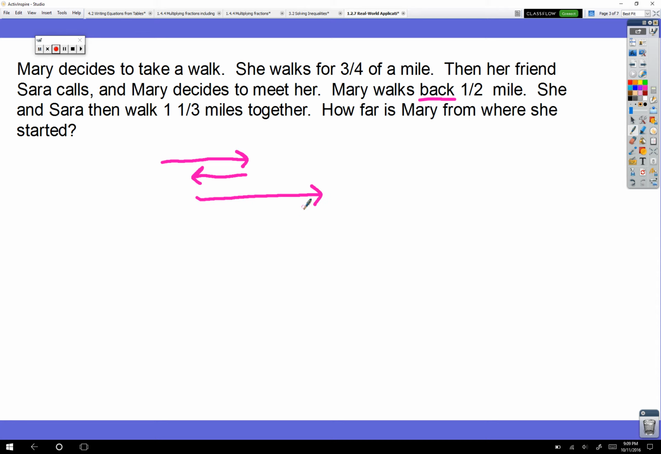Okay, let's write this out in an equation. She first walks for 3/4 of a mile. Then she goes back, so we're going to subtract half a mile. And then we're going to add 1 1/3 miles. Now you can do this on your calculator, or you can use common denominator. So I'm going to start with just doing 3/4 minus 1/2. I'm going to find out what that is first.